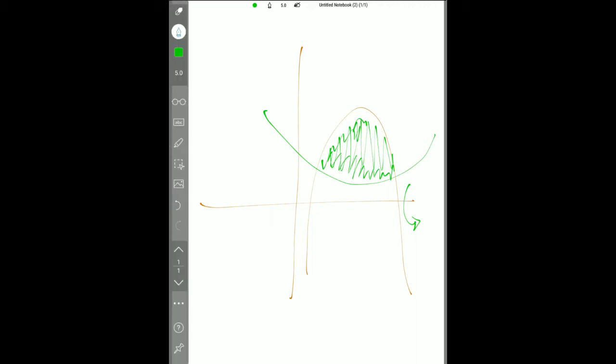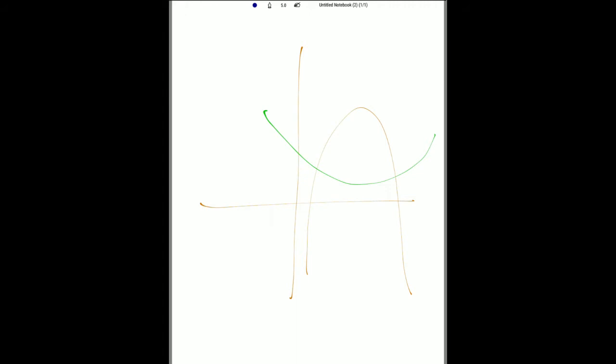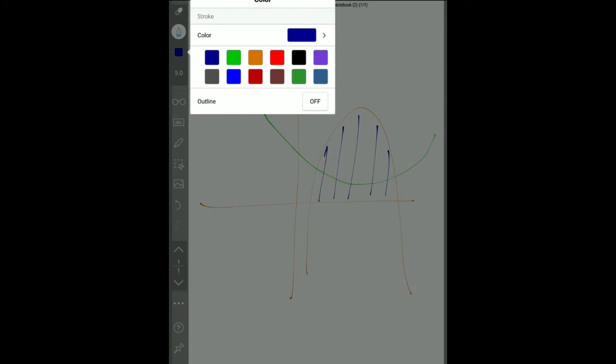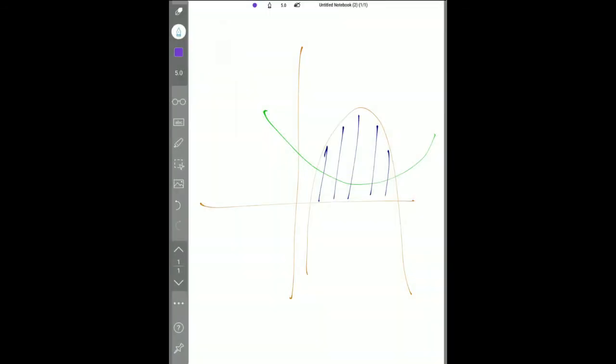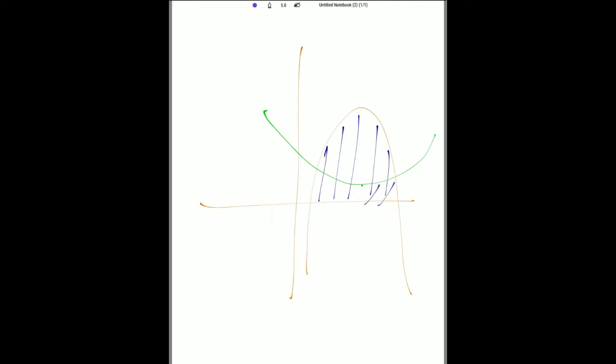Let me clear this out. What you must note is that the area under the orange curve extends all the way down here, down to the x-axis, and that's a very large area. Now the area between the green curve and the x-axis is merely here. What are the implications of this difference in area?